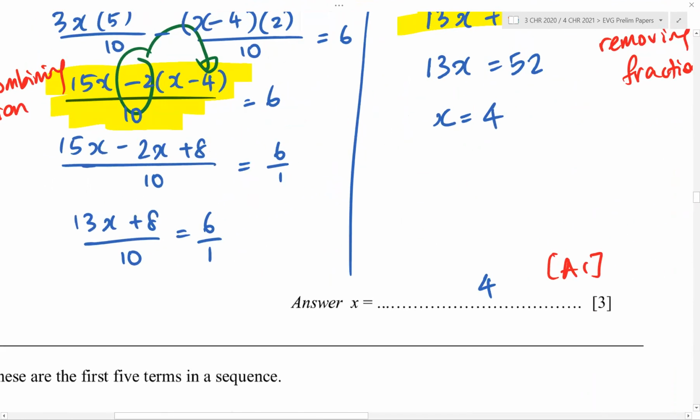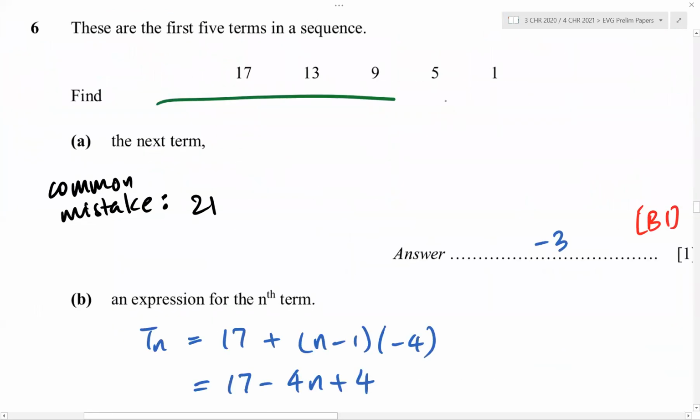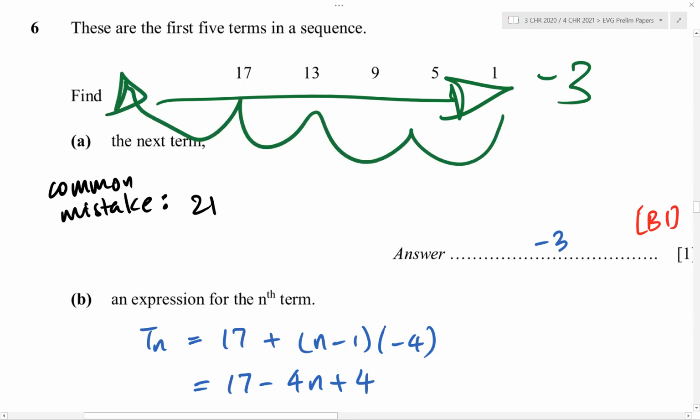Now question 6. The next term. Hey, guys, we read from left to right. We are Asians. No, okay, that's irrelevant. We read from left to right. The next number is negative 3. Some of you actually went the other way. Then you get 21. No. The answer is negative 3. We are minusing 4 all the time.